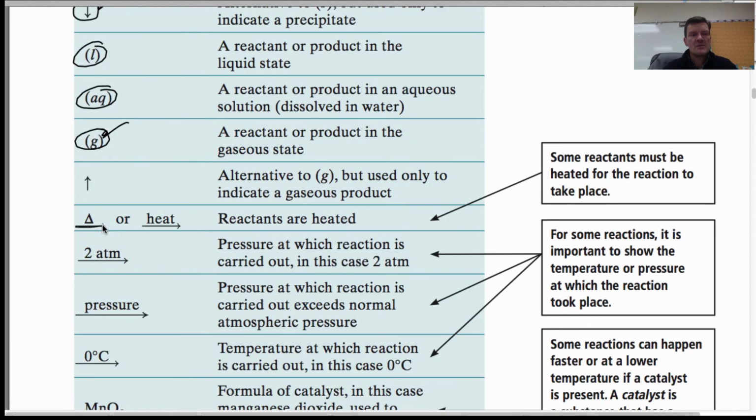This arrow here, which means yield, sometimes you'll see a triangle above it, delta, or you might see the word heat, and that just means that there is heat being put into the reaction.